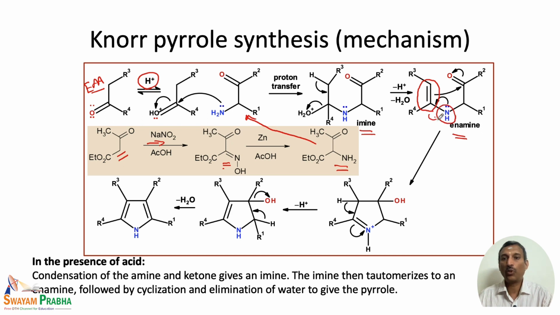Both together are called enamines, and this enamine now undergoes the cyclization. This is the electrophilic unit, that is the electrophilic carbon. This is the electron rich nucleophilic system, that is the pi bond. So, this pi bond now attacks this particular carbonyl carbon, and that leads to the cyclization as shown here.